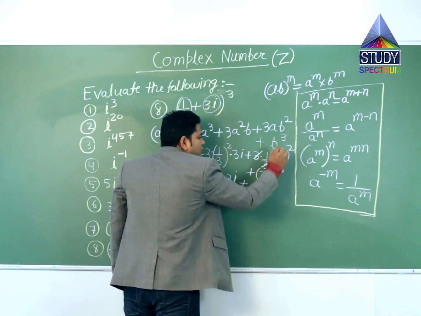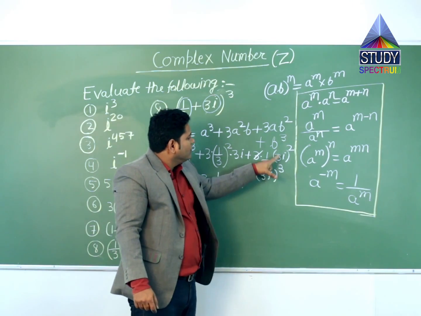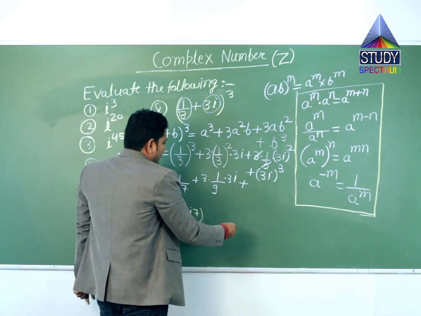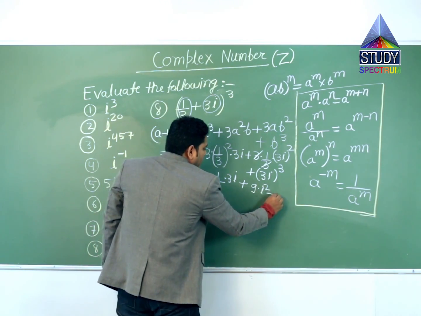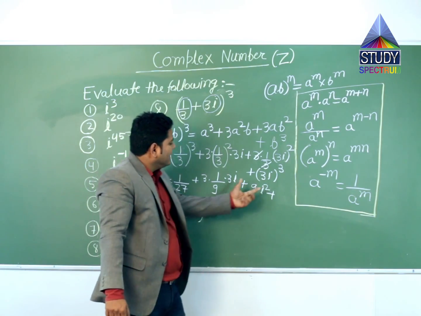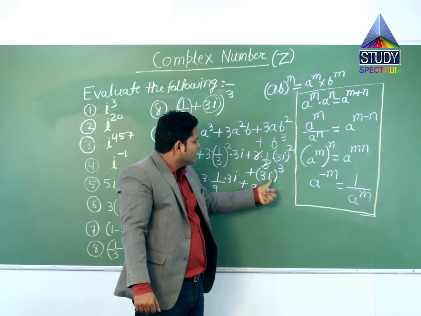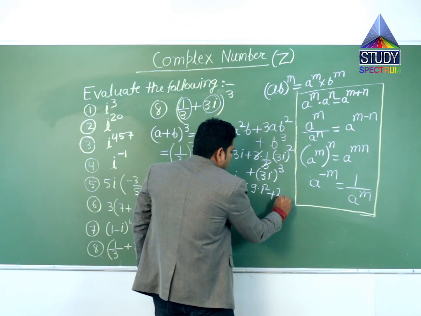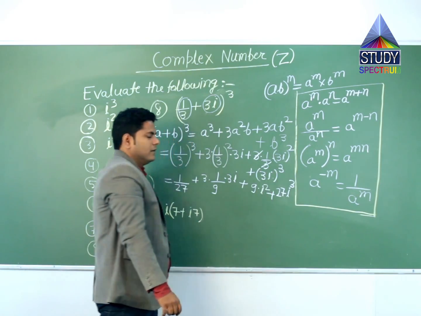square. (3i) the whole square means 3i into 3i, so 3 the whole square is 9 and i square is i square, so we can write here 9 into i square, plus (3i) the whole cube means 3 is the exponent for 3 and 3 is also the exponent for i, so 3 power 3 is 27 and i cube is i cube, okay.